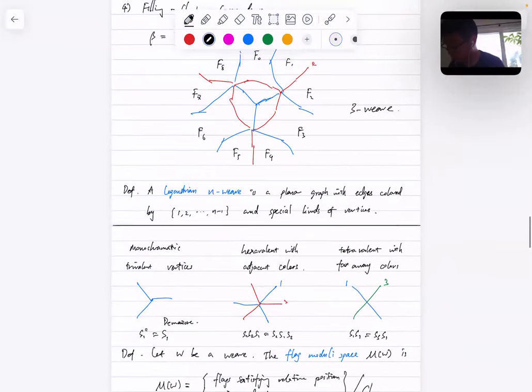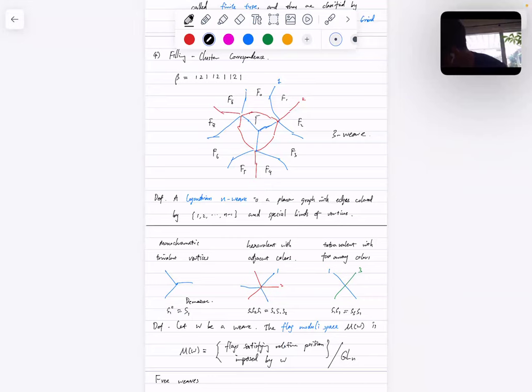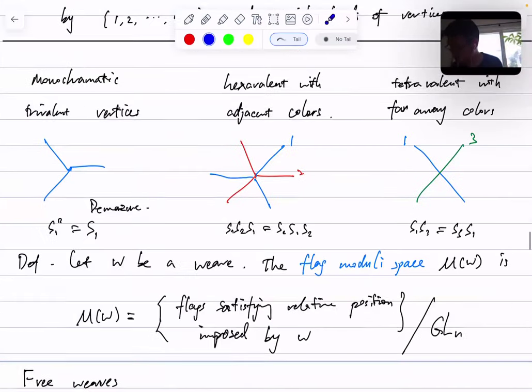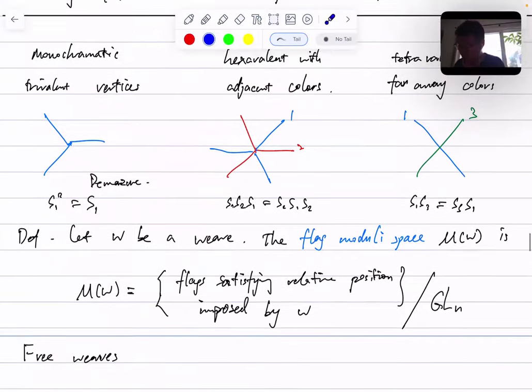Well, if you look at this picture up here, you see that there are still some gaps in between. So for example, F9, F10, F11. You need to fill in those regions, and you have to fill them in such a way that the flags satisfy the relative position imposed by the edges. For example, F0 and F9 are separated by a red edge. That means the two have to be in relative position two apart from each other. And F9 and F11 have to be in relative position one away from each other. So the flags have to satisfy these relative position conditions, and then you again quotient out by the GRN action. Okay, so this is the flag moduli space of a weave. Any question?